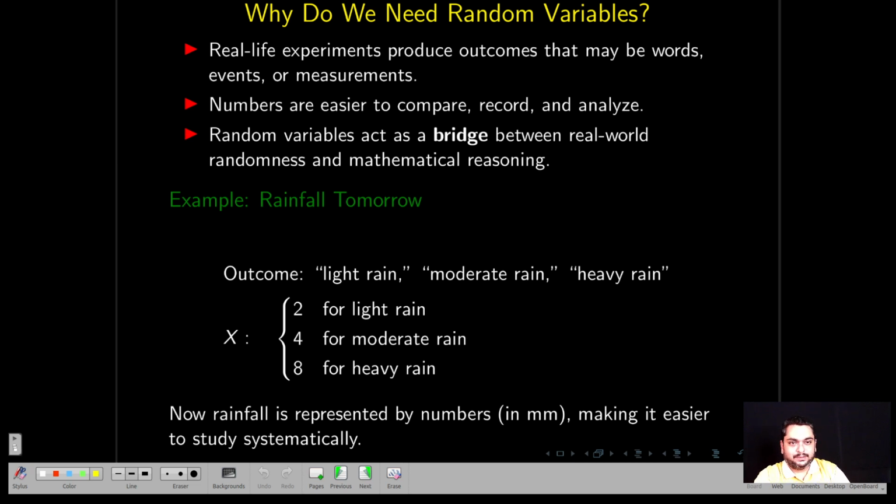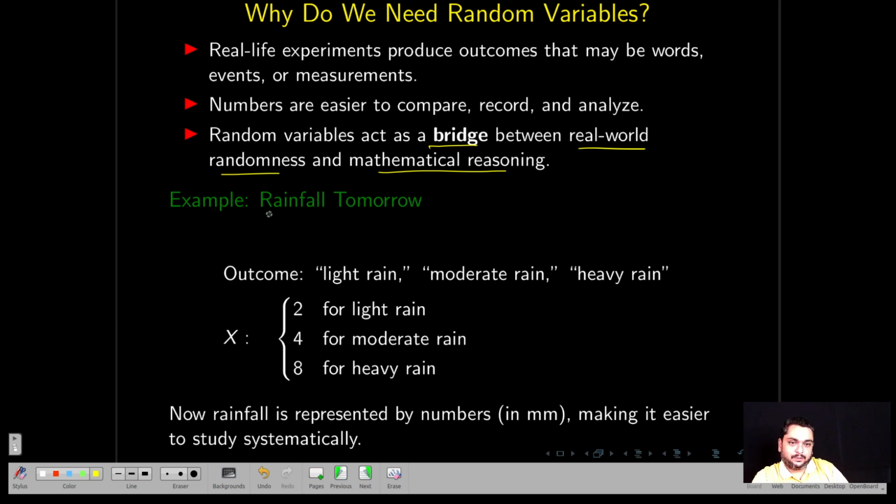Why do we need random variables? Real life experiments produce outcomes that may be words, events, or measurements. Numbers are easy to compare, record, and analyze. That is what I explained previously. Random variables act as a bridge between real world randomness and mathematical reasoning. So a real world experiment can be used for mathematical reasoning and to build mathematical models.